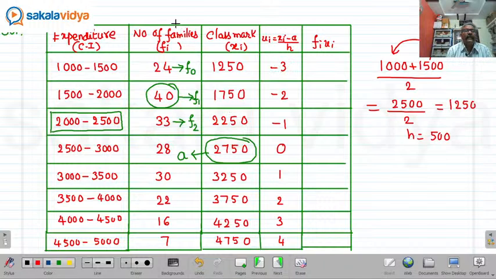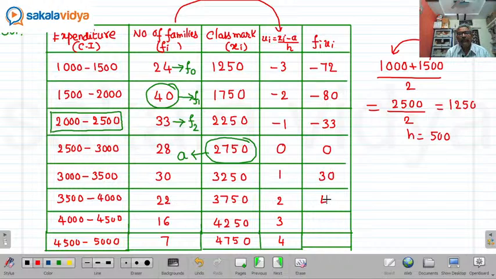So now what shall we do here? Fi ui, you need to do. Okay, Fi ui. 24 into 3, minus 72. 40 into minus 2, minus 80. 33 into minus 1, minus 33. 28 into 0, 0. 30 into 1, 30. 22 into 2, 44. 16 into 3, 48. 28, 7 4 ja 28.